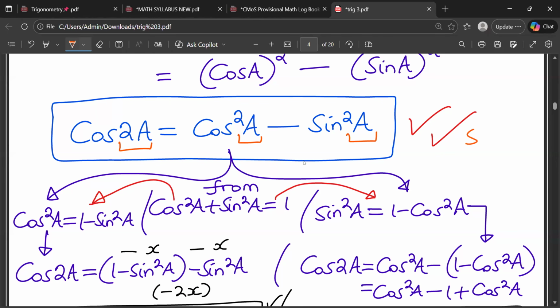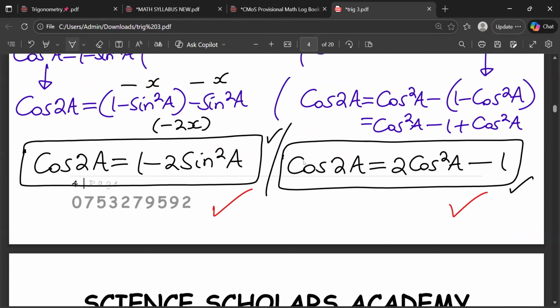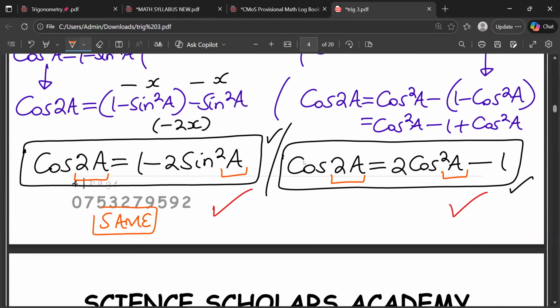So the same thing happened. 2a became a. You can see that the 2a was halved. Okay. Then here the same thing. 2a, this side it's only a. Even here 2a, even this side is only a. So here the same thing happened. And here the same thing happened.